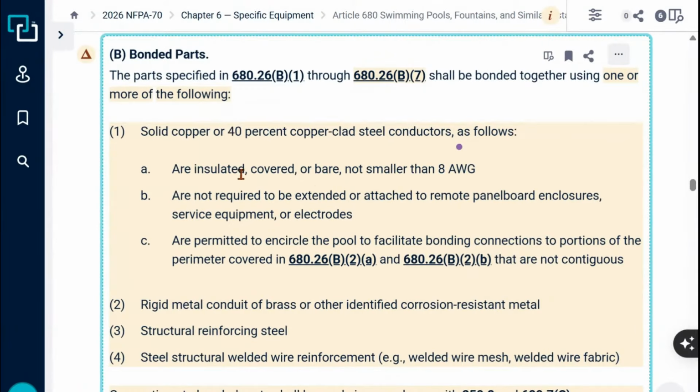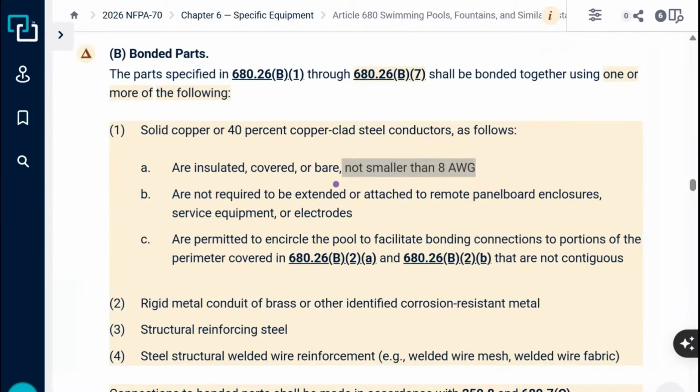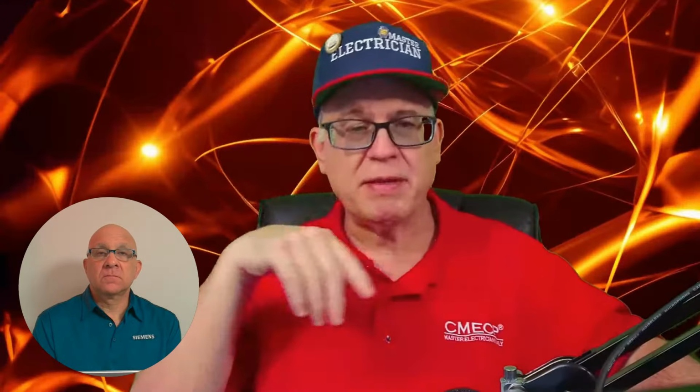So with that said, whether it's solid copper or 40% copper clad steel, it could be insulated, covered, or bare, not smaller than 8. I think the key thing to remember here is this is the element that's tying things together. I think people get confused when they see, wait a minute, it can be covered or insulated. If you remember the old method, where you could run a single 8 gauge around the perimeter of the pool, that had to be bare. That had to be solid.